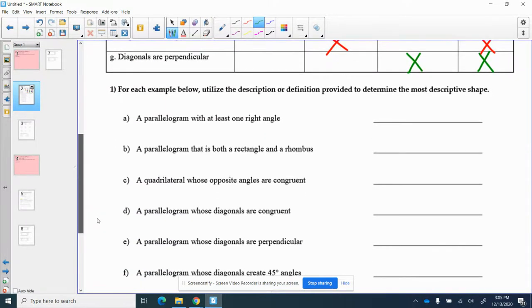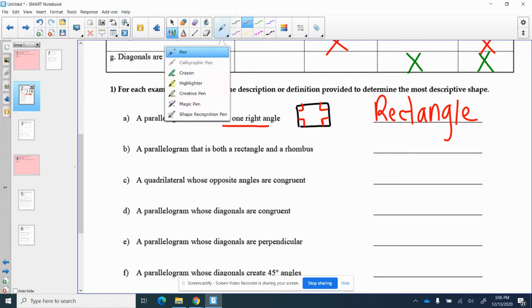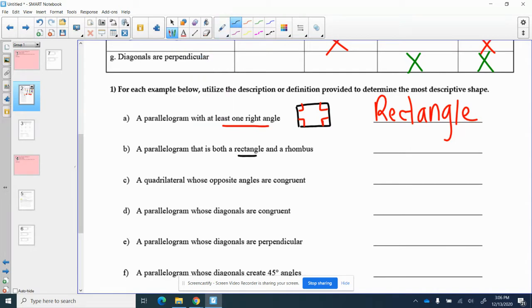Okay? So now using that information, we want to decide what would be the most descriptive name out of these that we could give the following figures with this information. Okay, so number one is a parallelogram with at least one right angle. Well, if it's a parallelogram and has at least one right angle, that means based on the information of a parallelogram, we know the opposite angles are congruent, same side interior angles are supplementary. That means if it's got at least one right angle, it's going to have to be a rectangle. Now, a parallelogram that is both a rectangle and a rhombus, we know is special to our squares, because squares have both involved in them.